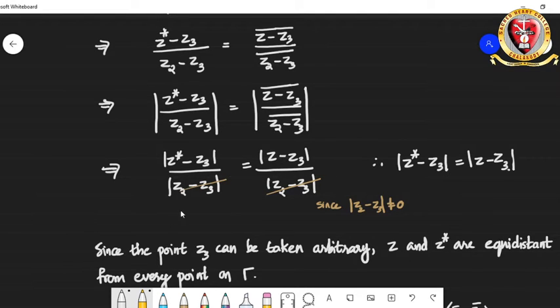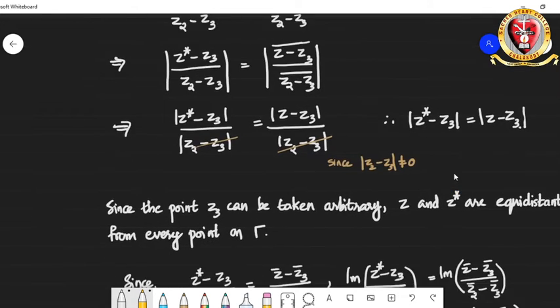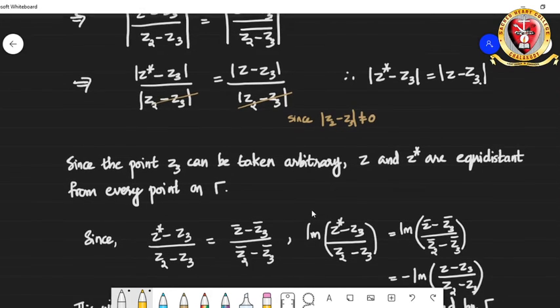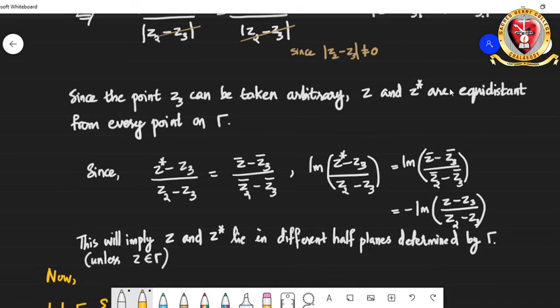in the denominators, and they are not equal to 0 because they are distinct, right? So we get modulus of Z star minus Z3 is equal to modulus of Z minus Z3. Since the point Z3 can be taken as arbitrary, Z and Z star are equidistant from every point on gamma.